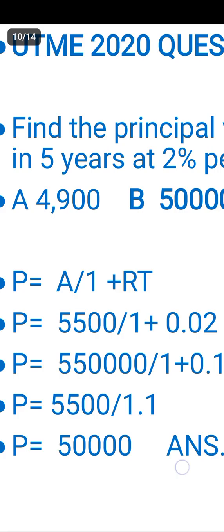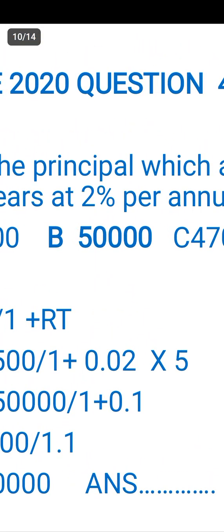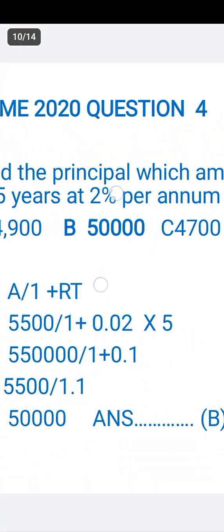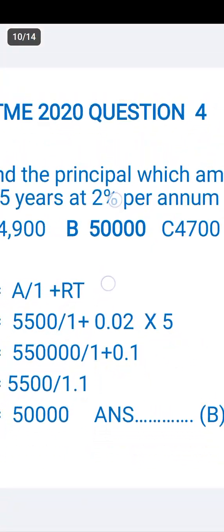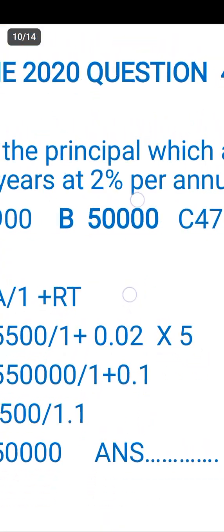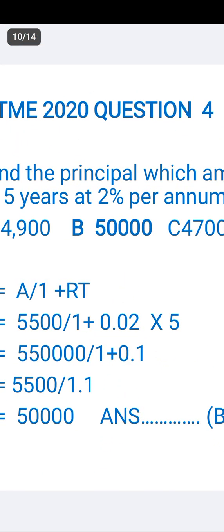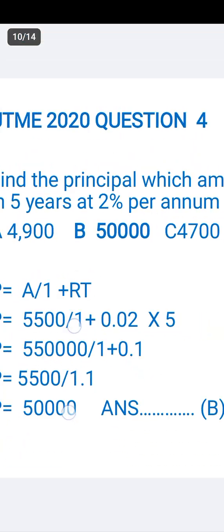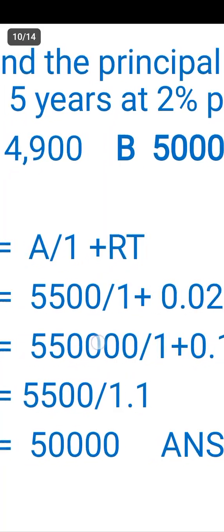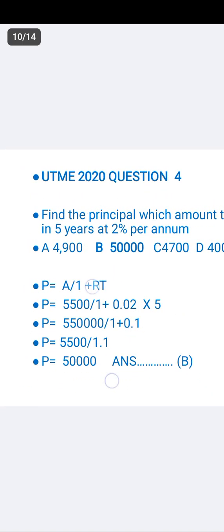And the right option there is what? B, which is 5,000, and not 50,000. Is that clear? Did you understand the correction I made? That instead of 50,000, it is 5,000. And instead of 550,000 in this particular place, it is 5,500. Is that okay? Can we proceed?